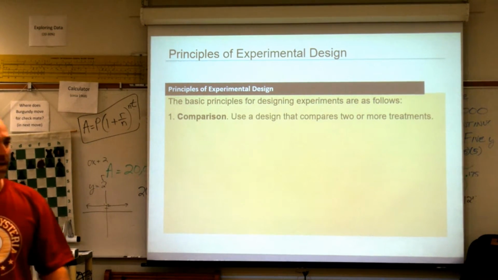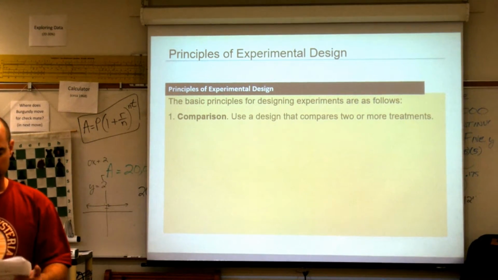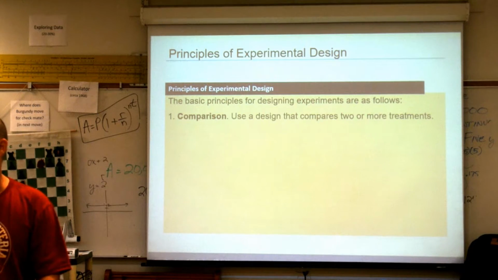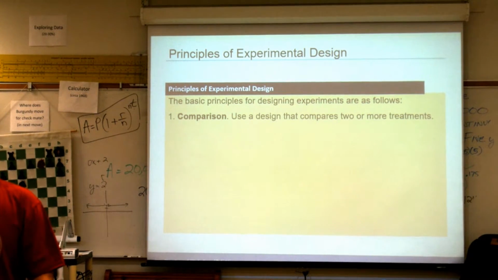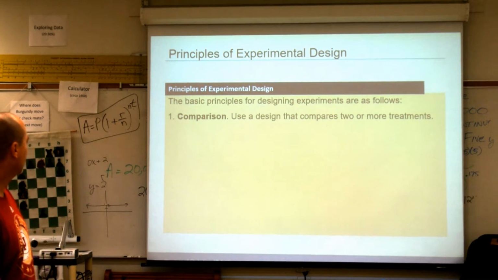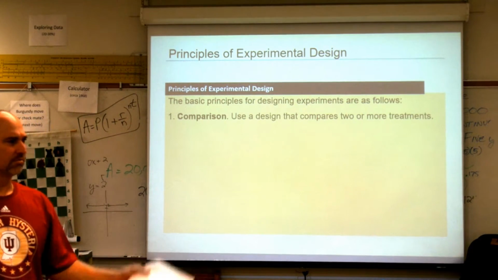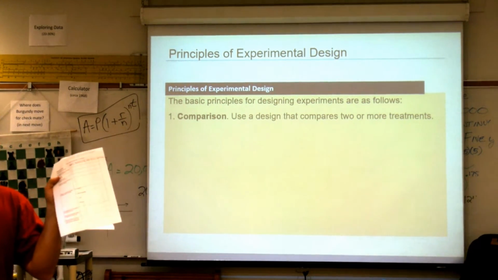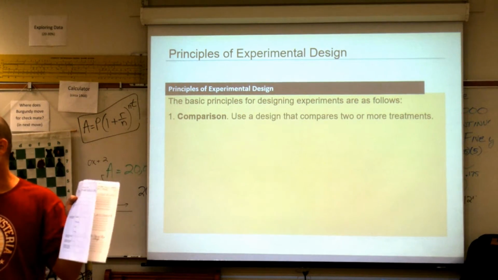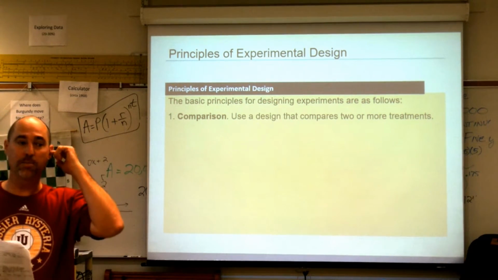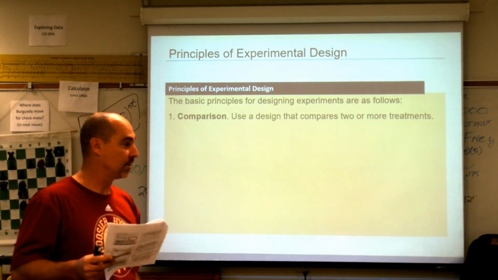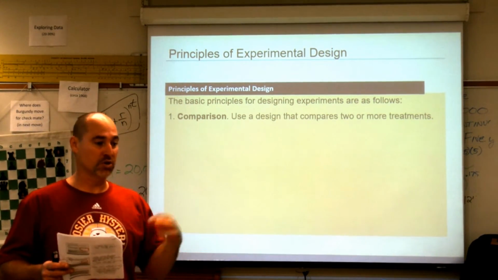What's the treatment in the amoxicillin? Well, the amoxicillin is a treatment. It says use 2 or more treatments. How would we do that in this case? A placebo. So a placebo would be the second treatment. And all a placebo is, is just a sugar pill.